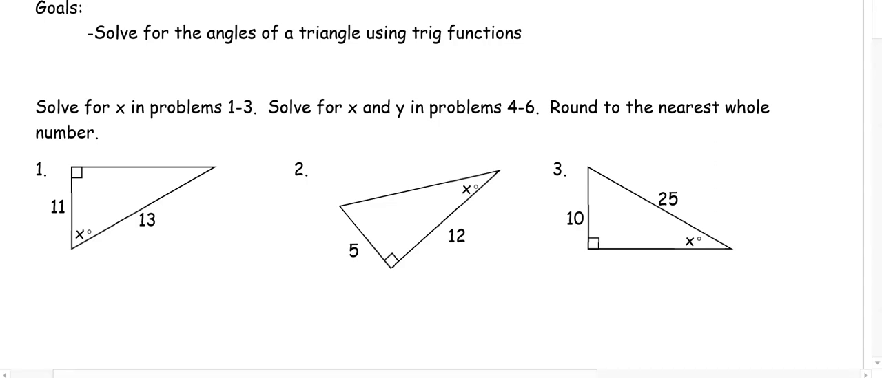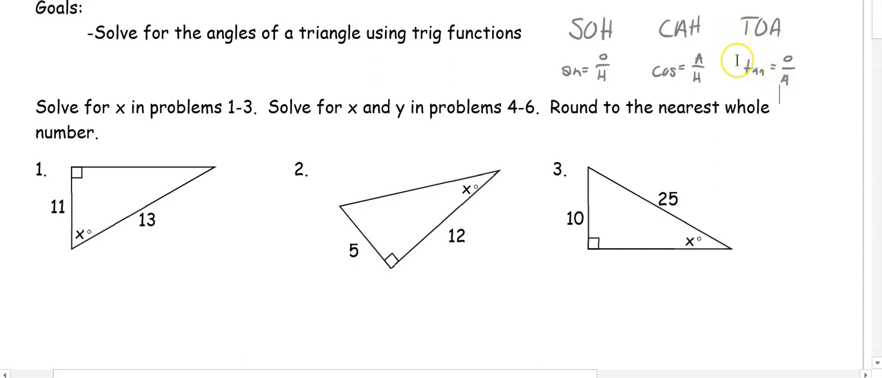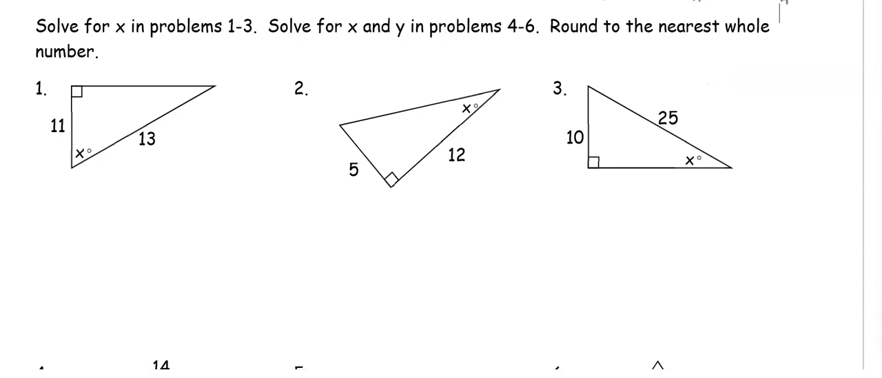This video is about solving for angles of a triangle using the trig functions. So remember the trig functions, a way to help us remember is SOHCAHTOA. So sine is your opposite over your hypotenuse, cosine is your adjacent over hypotenuse, and tangent is your opposite over adjacent. So let's use our trig ratios to find missing angles. Make sure when we're finding missing angles that we are always rounding to the nearest whole number.